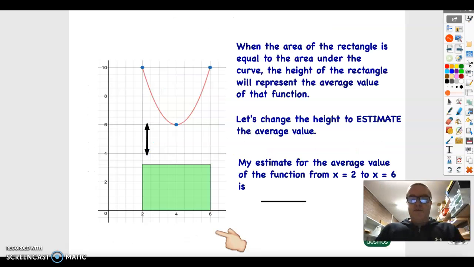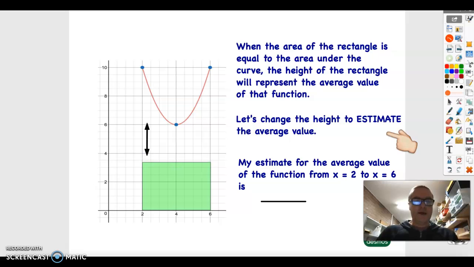This is a bit of a definition about how we think about the average value. We can see our curve here on the left. Just reading here, when the area of the rectangle is equal to the area under the curve, the height of the rectangle will represent the average value of that function. So on this screen, we're going to change the height of that rectangle and see if we can estimate an average value.